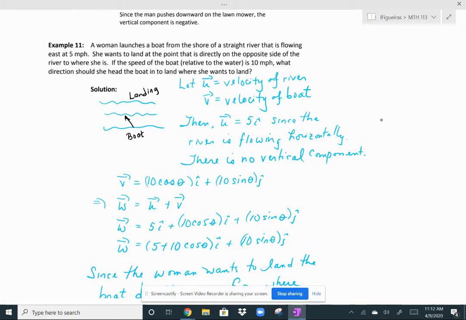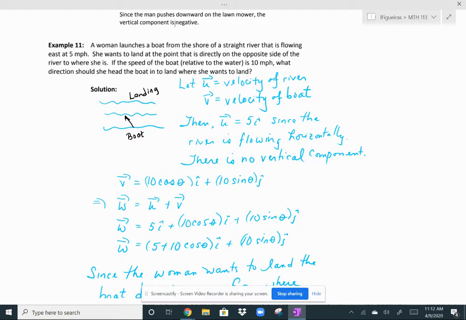It says that a woman launches a boat from the shore of a straight river that is flowing east at 5 miles per hour. She wants to land at the point that is directly opposite of the river to where she starts off. If the speed of the boat relative to the water is 10 miles per hour, what direction should she head the boat in to land where she wants to land?